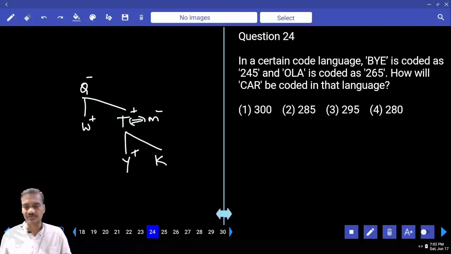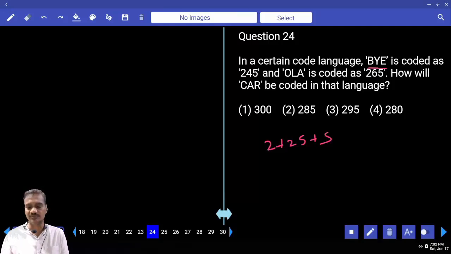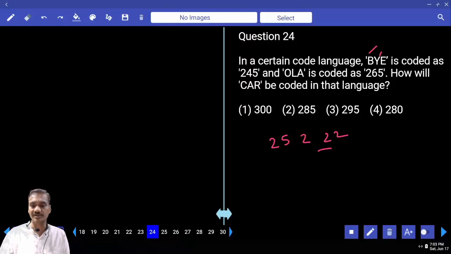Then question 24. In this, the code given to the word is 245. The letters 2, 4 and 5 add up to 32, but 32 does not give 245. So we take the opposite letter of each letter. The opposite letter of B is 25, of Y is 2, and of E is 22. From this, 24 plus 25 is 49. Now 49 into 5 is 245. Does it fit or not?